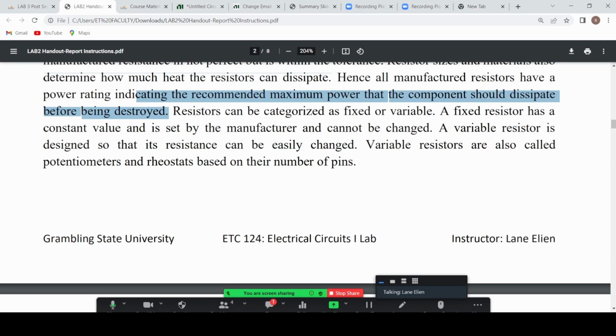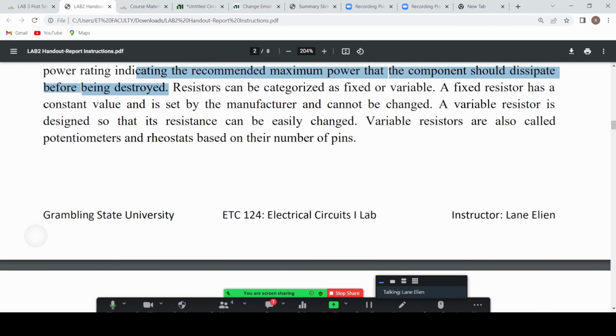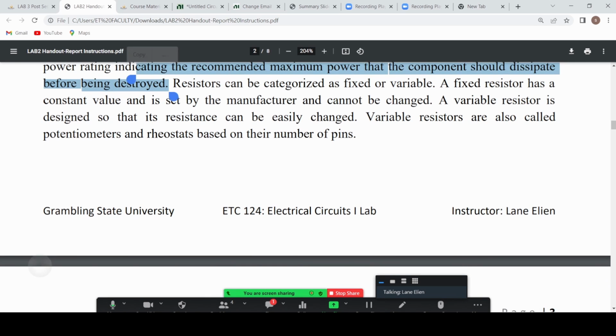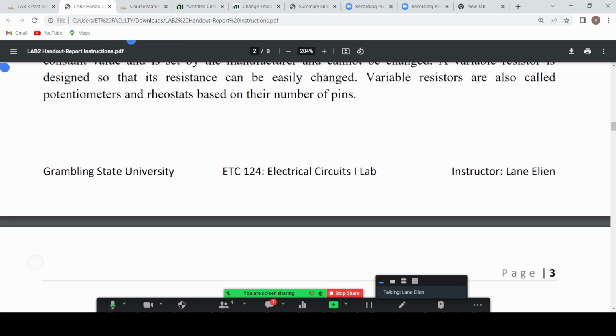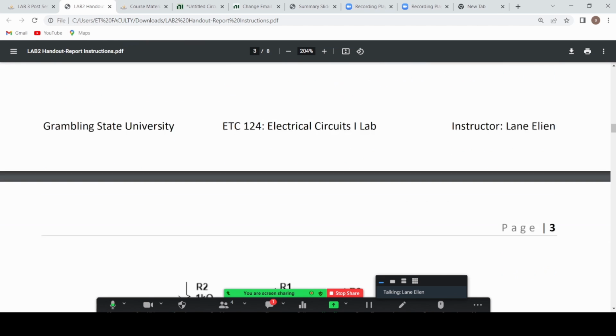Resistors can also be fixed or variable. So we said a resistor is manufactured to have a fixed resistance, but we also have variable resistors that are designed so that the resistance can be changed by the user. A variable resistor is designed so its resistance can be easily changed. Variable resistors are called potentiometers or rheostats based on the number of pins.